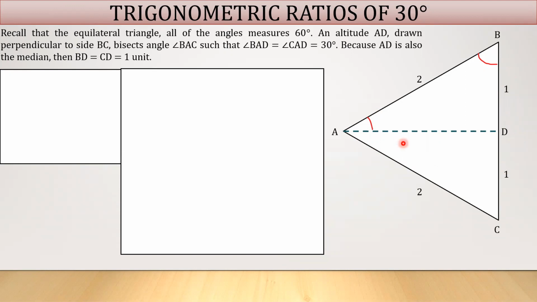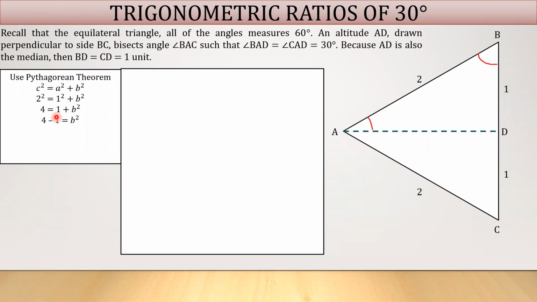Now, let's find the length of AD using the Pythagorean theorem. So, ang gagamitin na lang natin na triangle is triangle BAD. So, let's just substitute. Our hypotenuse is 2 and the shorter leg is 1. That's why we have 2 squared equals 1 squared plus B squared. 2 squared is 4 and 1 squared is 1. So, 4 is equal to 1 plus B squared.